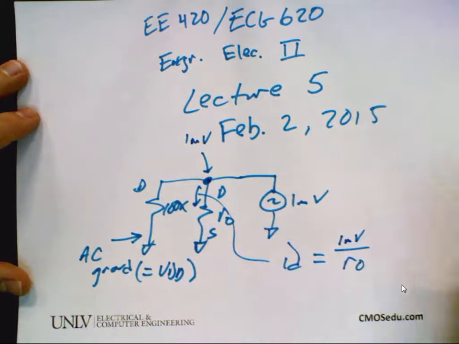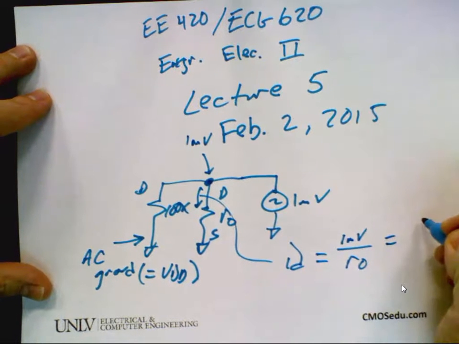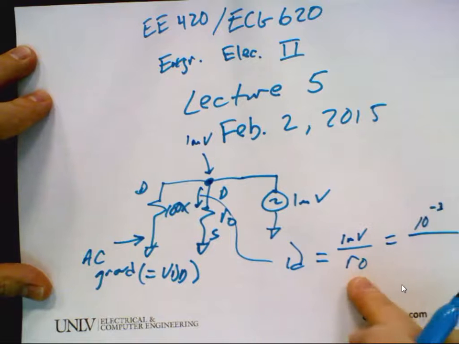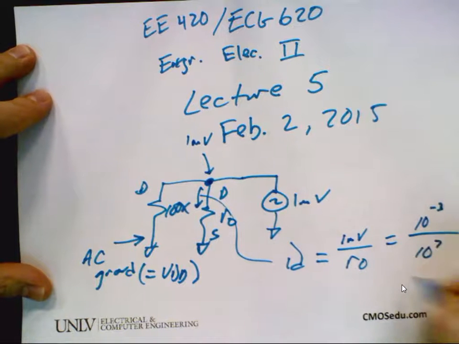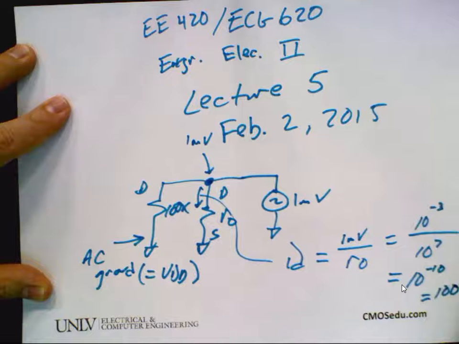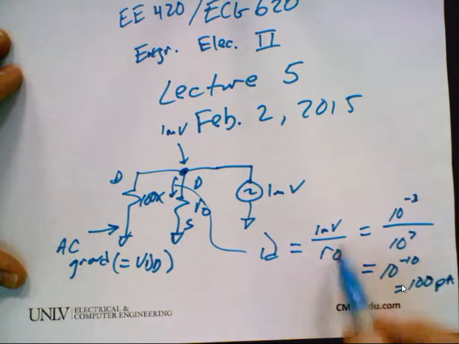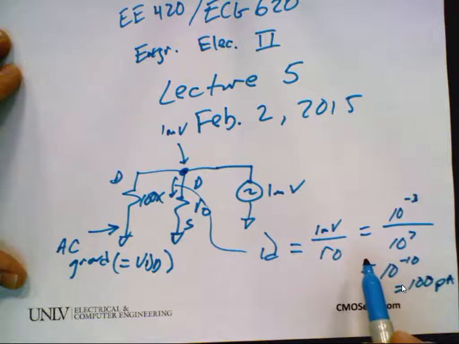Okay, so if I have 1 millivolt, let's just say it's 10 meg is R out, right? So I get 10 to the minus 3 all over, if R out's 10 meg, that's 10 to the 7. So that gives me 10 to the minus 10, which is 100 picoamps or something like that, if I did the math right real quick in my head. So that's why I was assuming when you talk about R out, you know to go to this step. Did anybody not know to go to that step? Any questions?